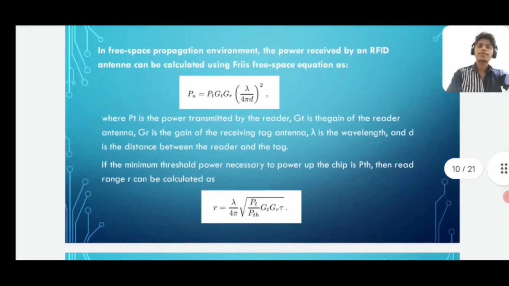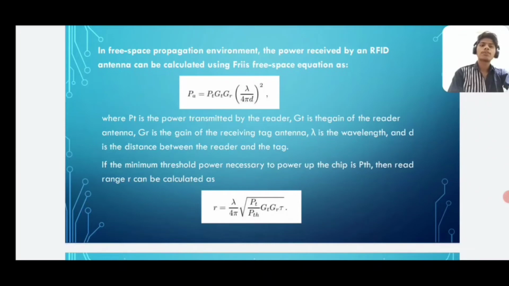In a free space propagation environment, the power received by an RFID antenna can be calculated using the free space equation as PA is equal to PT GT GR into (lambda by 4 pi d) whole squared, where PT is the power transmitted by the reader, GT is the gain of the reader antenna, GR is the gain of the receiving tag antenna, lambda is the wavelength, and d is the distance between the reader and the tag.